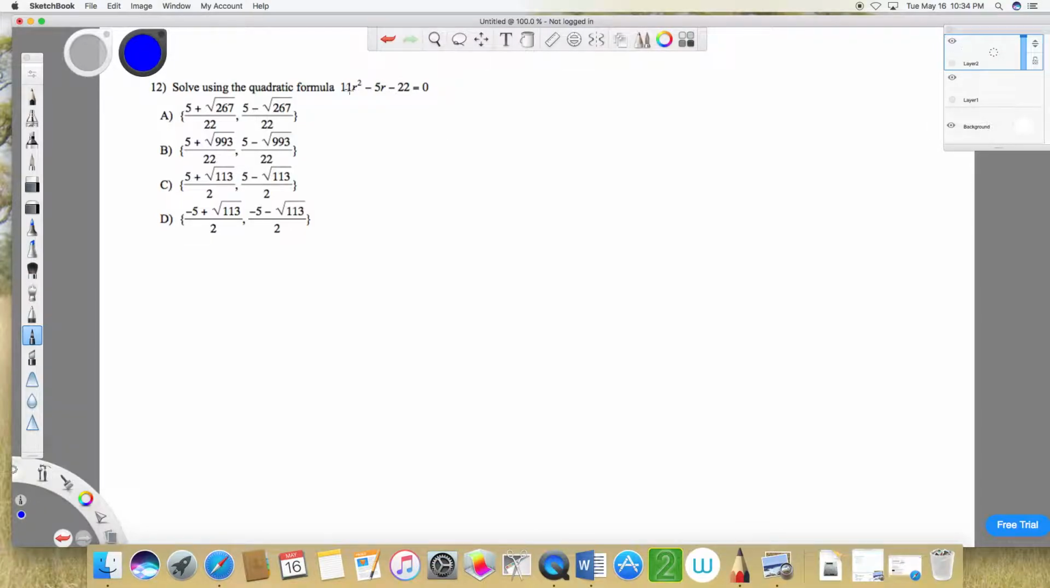So you've done the quadratic formula enough that you want to first make sure that this is in standard form. You have to have this set equal to 0. And the next thing you want is the exponents in descending order, 2, 1, and the constant. So I'm ready to identify A, B, and C. A is equal to 11, B is equal to -5, and C is equal to -22.